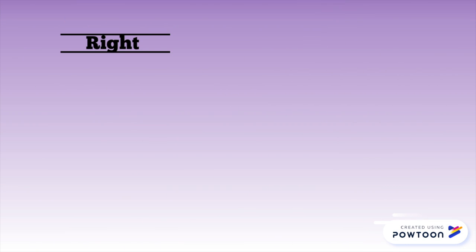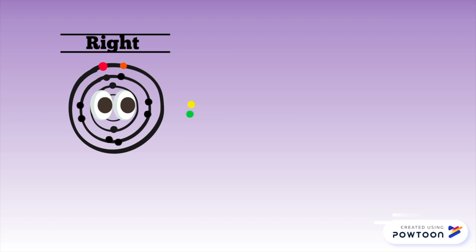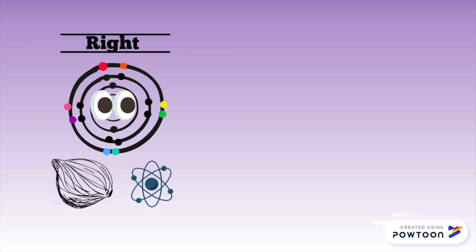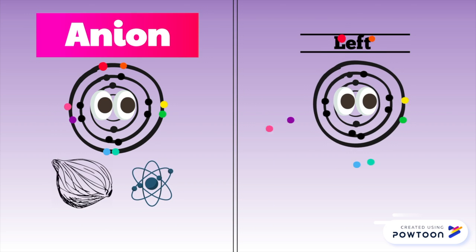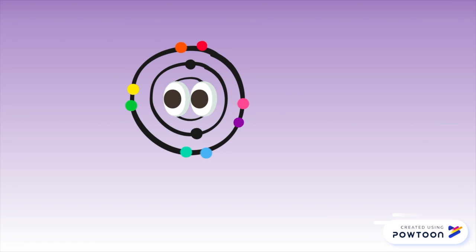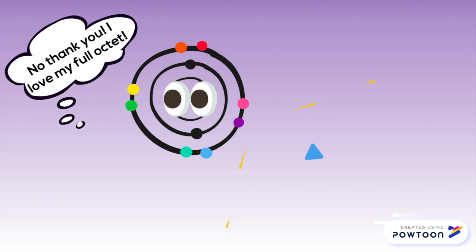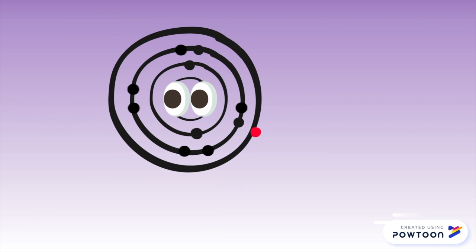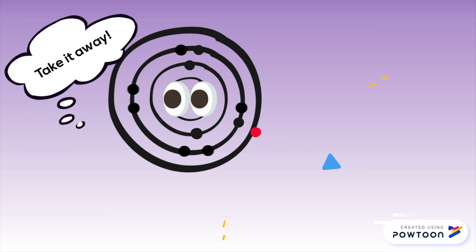On the right side of the periodic table, elements are closer to completely filling their valence shell by forming anions, whereas on the left side, they are more likely to lose electrons and form cations. The atom pictured here has a perfect octet and is consequently stable, resulting in a much higher ionization energy than this atom, which only has one valence electron. Since it wants to become stable, it requires much less energy to remove it.